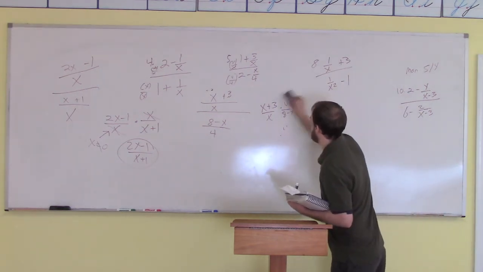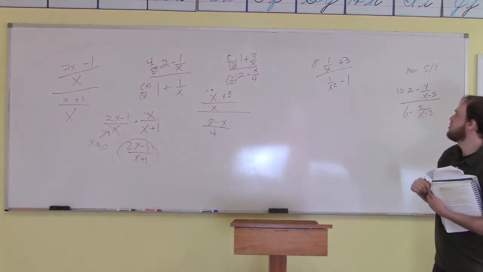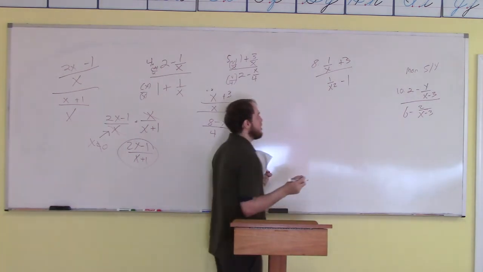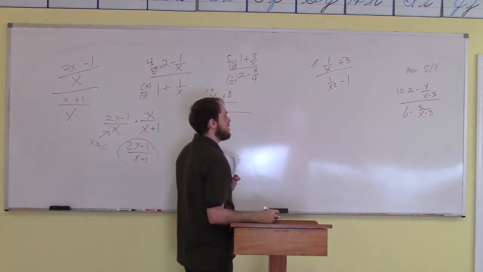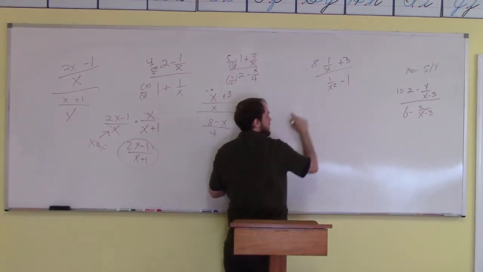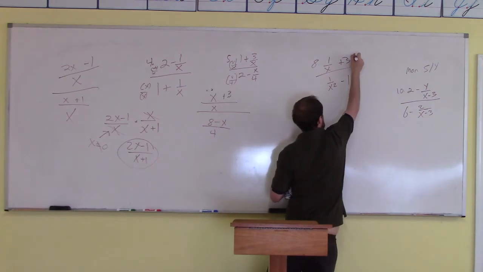I'll erase this just to give a little bit more room. Number 8 says 1 over x plus 3 and 1 over x squared minus 1. So again, same process. I need to get the common denominator. Notice the denominator is an x on the top, so it has to be an x all the way through. So that means I have to multiply this 3 times x over x, so that way I can get the denominator of an x.